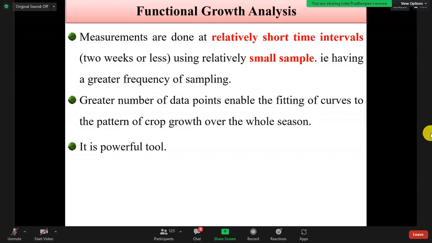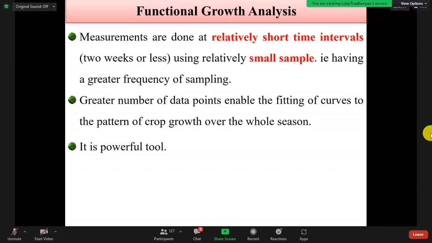So based on the frequency of sampling and the amount of sample we are taking, we have two types of classification, classical and functional. In classical, we take samples over a longer duration. If we take a sample in the first month and put it into the oven for dry weight, then another sample we will get in the second month and the third month. But it depends on the growth duration of the crop. Assume that it is an annual crop.